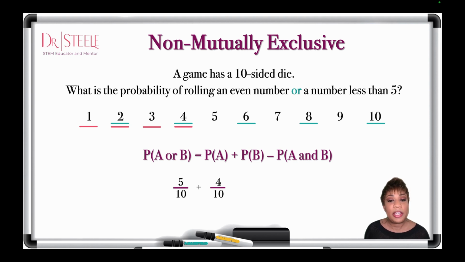All right, so then we want to subtract the overlap. And again, the overlap is going to be an even number that is less than 5. And so we have 2, and we also have 4. And so we are going to subtract 2 out of 10, and that is going to give us 7/10.